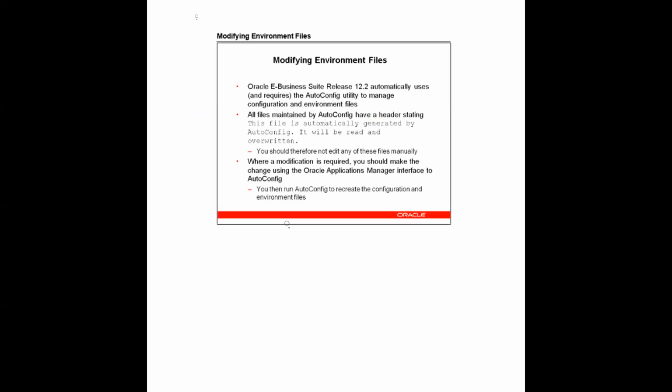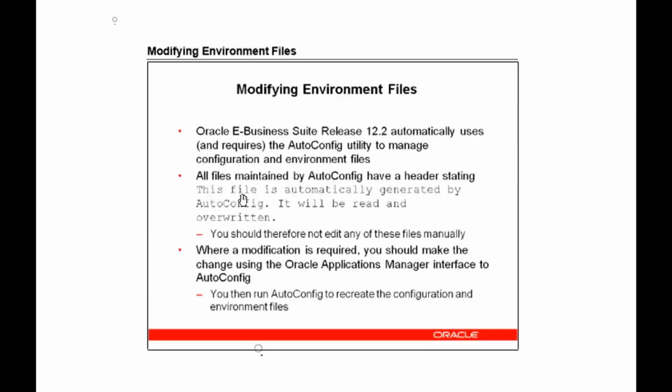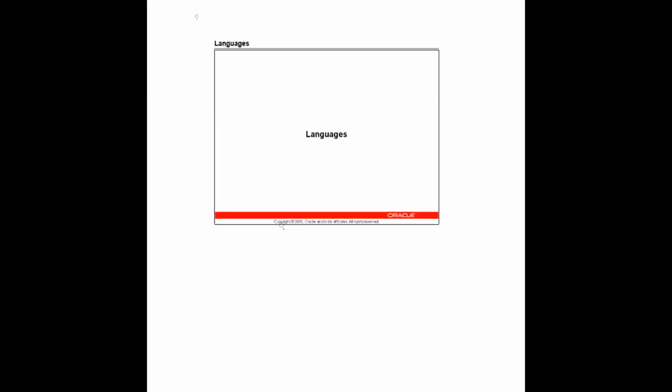Right. So this is what I'm telling. Any file, if it has been written like this, will be overwritten whenever you run autoconfig. So don't try to add any comments. Don't try to change this file. A lot of people customize this file. They make some changes, but whenever you run autoconfig, they'll be overwritten. That applies to modifying the environment files.